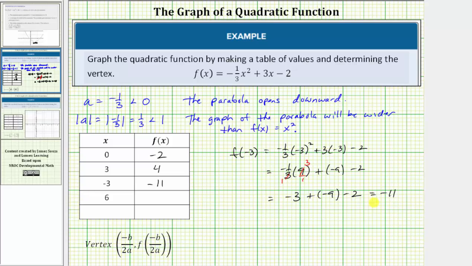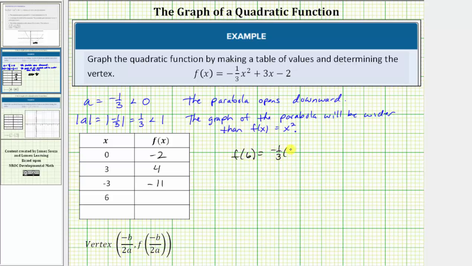And then finally we have x equals 6. The corresponding function value or y value is f of 6, which equals negative 1/3 times the square of 6 plus 3 times 6 minus 2, which equals negative 1/3 times 6 squared is 36, plus 18 minus 2. Simplifying here, there's 1 3 and 3, and 12 threes and 36, which gives us negative 12 plus 18 minus 2. Well, negative 12 plus 18 is 6. 6 minus 2 equals 4.